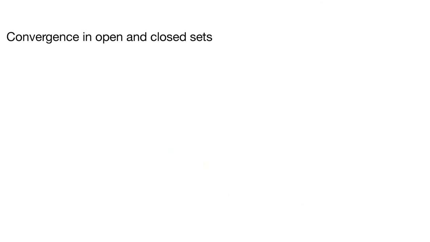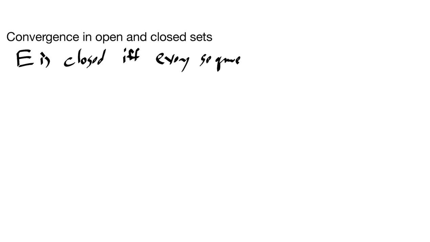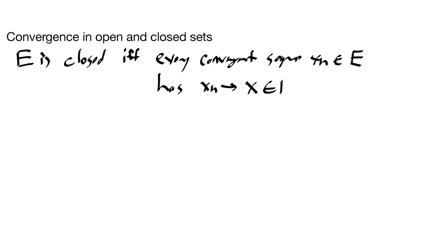And that is that a closed set has this. So maybe E is closed if and only if every convergent sequence x_n contained in E, made up of elements in E, has x_n approaching some x which is still in E. So in other words, the limit value is still in the set. If it's closed, then the limit value must still be in the set.